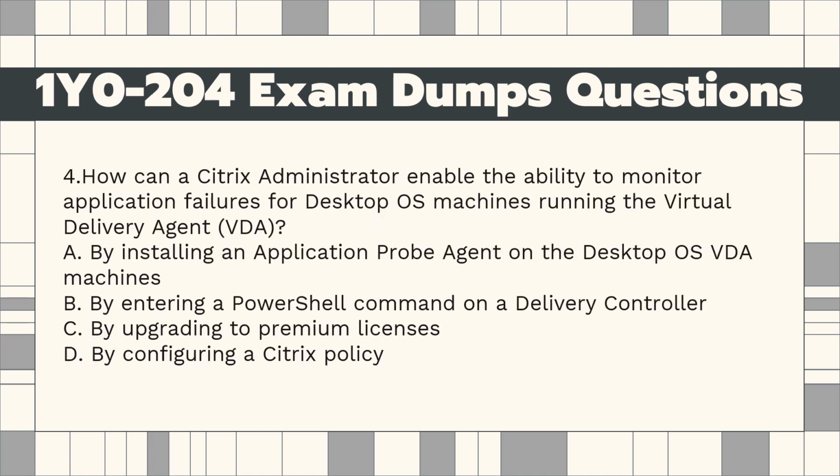4. How can a Citrix administrator enable the ability to monitor application failures for desktop OS machines running the Virtual Delivery Agent (VDA)? A. By installing an application probe agent on the desktop OS VDA machines. B. By entering a PowerShell command on a delivery controller. C. By upgrading to premium licenses. D. By configuring a Citrix policy.